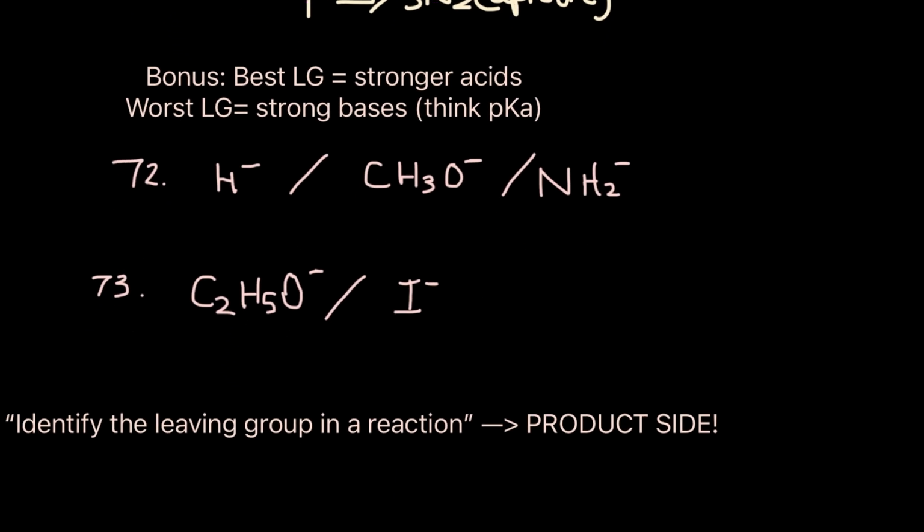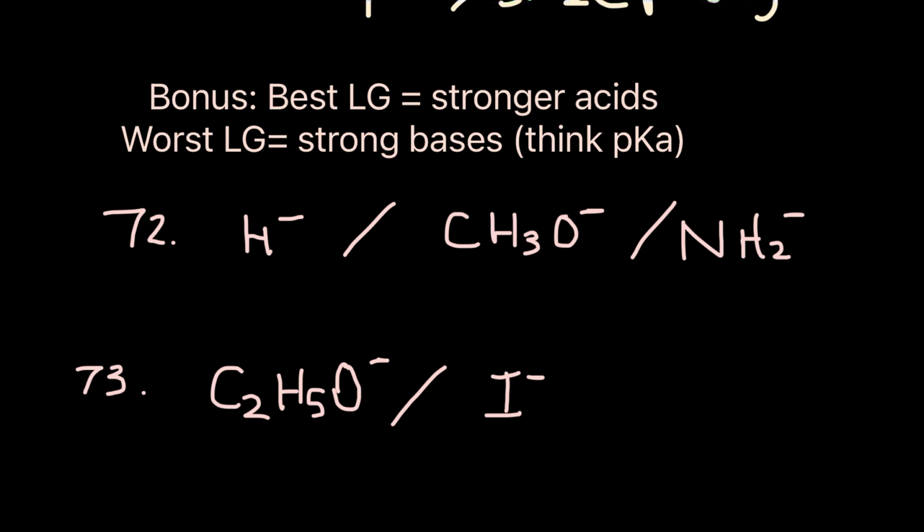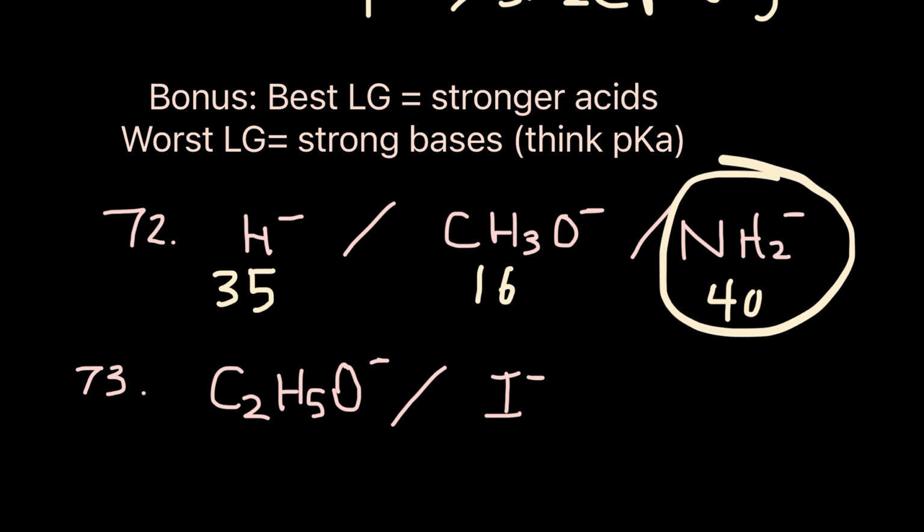And I want to talk a bit about leaving groups because it's easy to get them confused, I guess. So best leaving group is something that is a stronger acid. The worst leaving group is something that is a strong base. And in this problem 72, which of the following is the poorest leaving group? We think about pKa's, one of those things you memorize, and I made another video on that. pKa of hydride, 35. pKa of alcohol and its conjugate, 16. This is a pKa of an amine, so it's 40. This is more basic, so this is a worst leaving group.